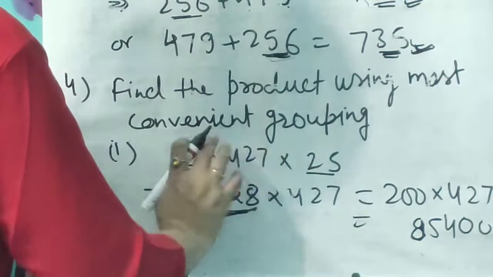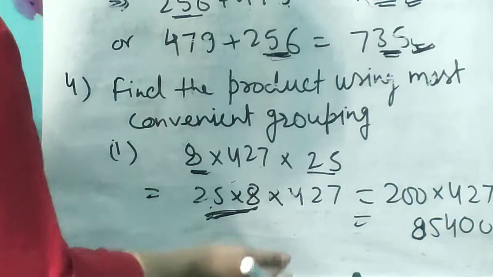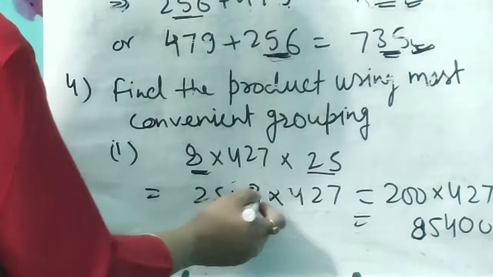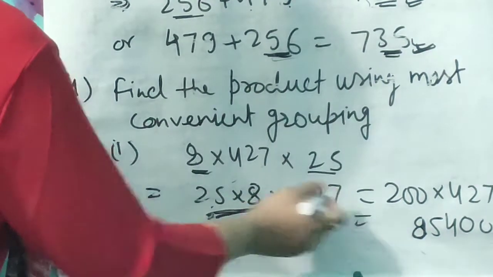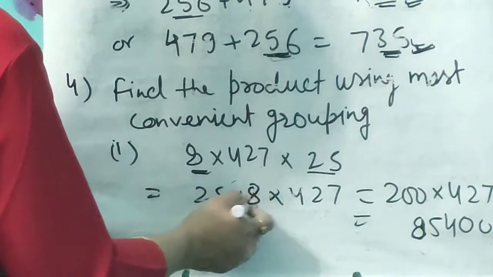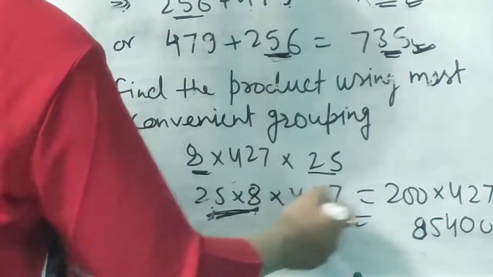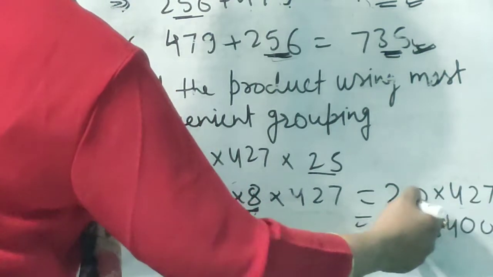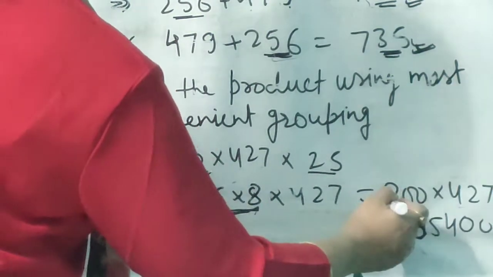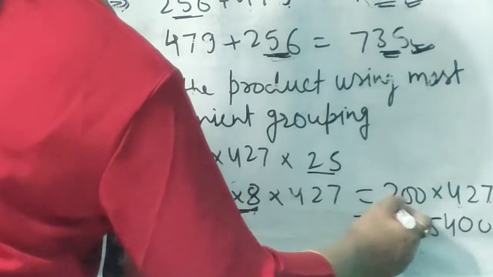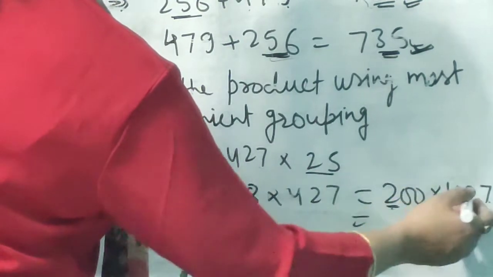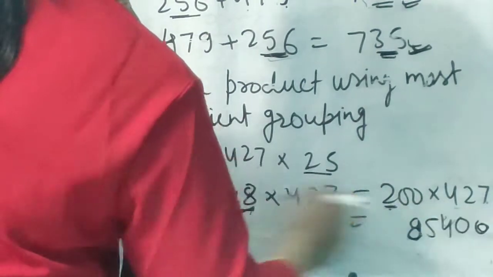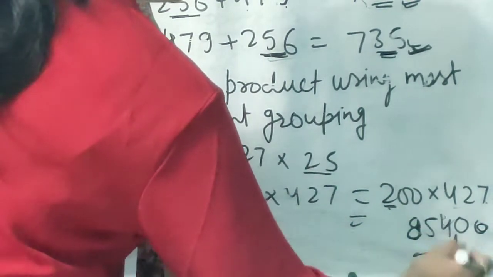You know this, on changing the order the result remains the same in the case of multiplication also. So now 25 into 8 into 427, and 25 8s is 200. Now multiplication of 427 with 200 is easy. You multiply just 427 with 2. 2 sevens are 14, carry 1, 2 twos are 4 and 1 is 5, 2 fours are 8, and right here 2 zeros. So in this way this multiplication becomes easier.